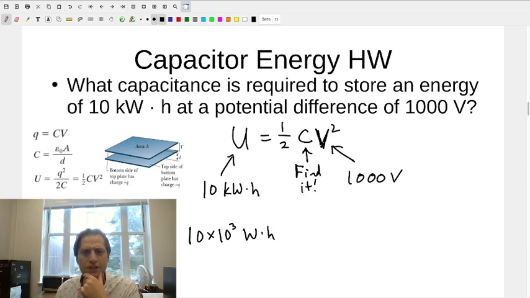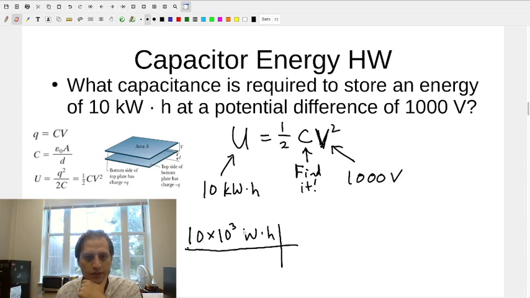So this is an energy because it's energy per time times an amount of time, but it's weird because this is in joules per second, and this is in hours. So let's quickly see how we're going to convert that into joules. So this is watts. Let me just write that as joules over seconds. Okay, so 10 times 10 to the 3 joules per second times hours.